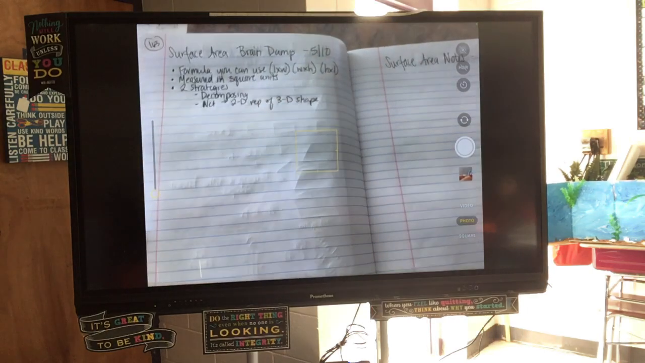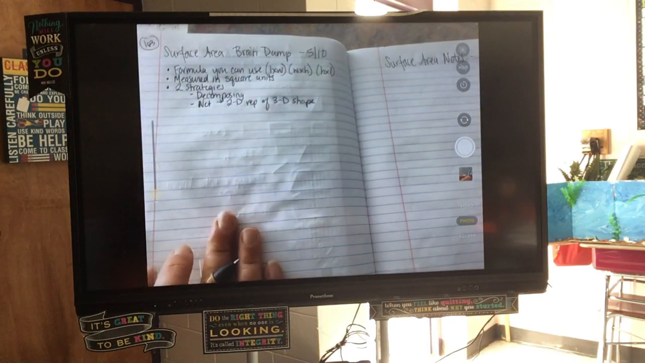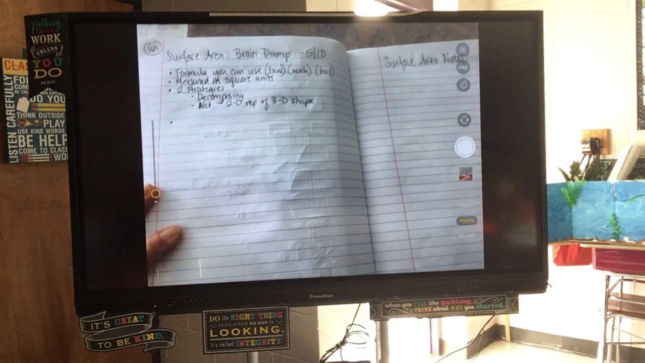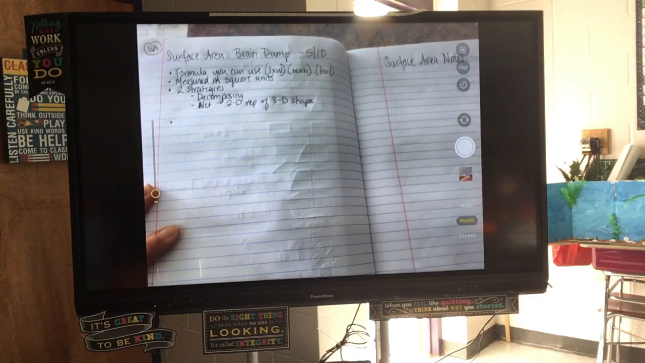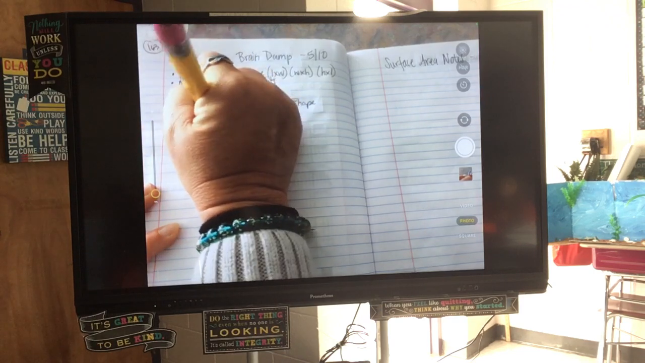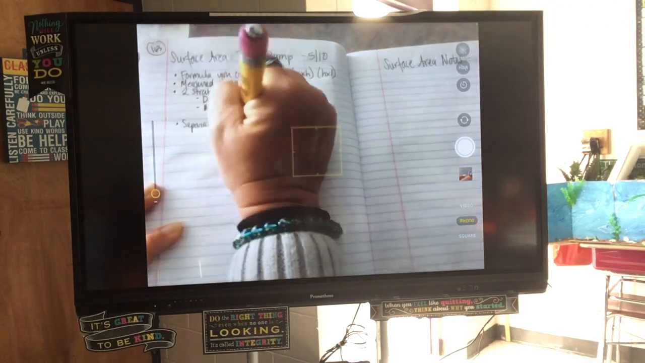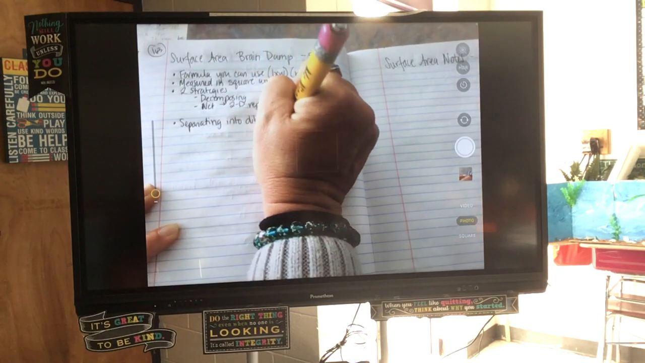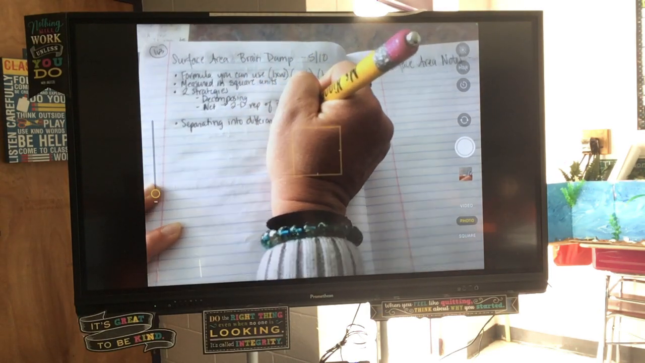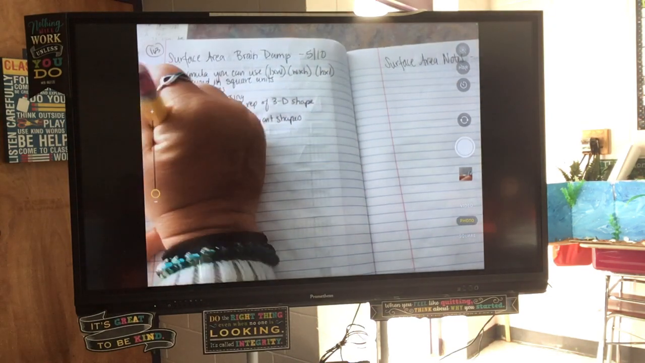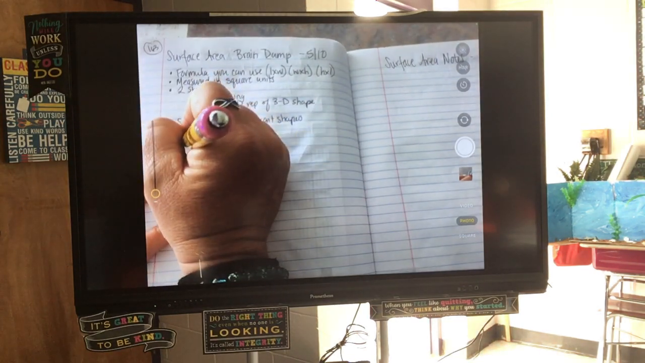All right. What else did we put down for surface area? Callie. Separate your net into different shapes. Separating it into different shapes. Okay. Gabby. Surface area is the area of a 3D shape.